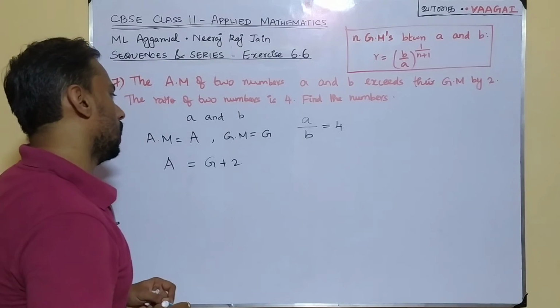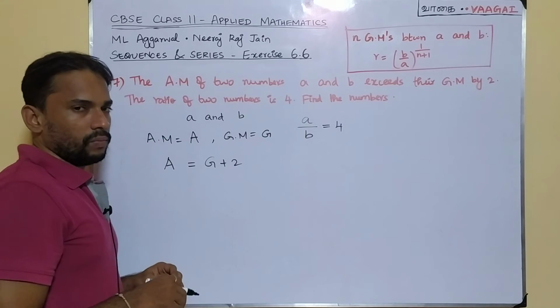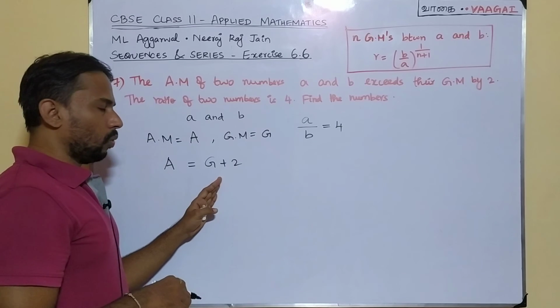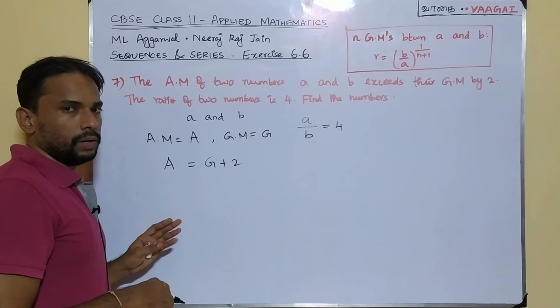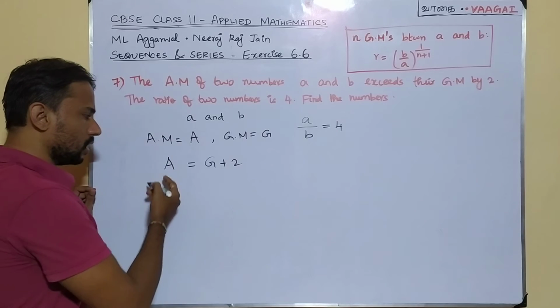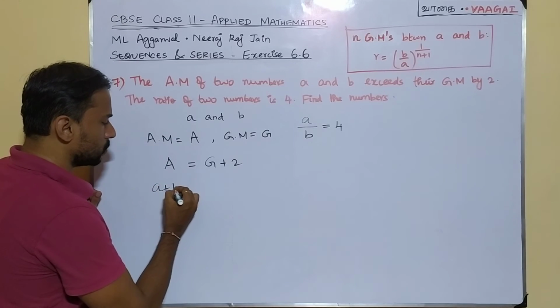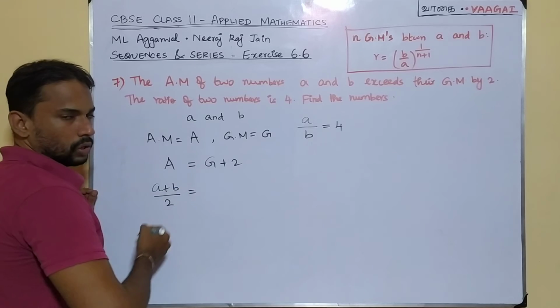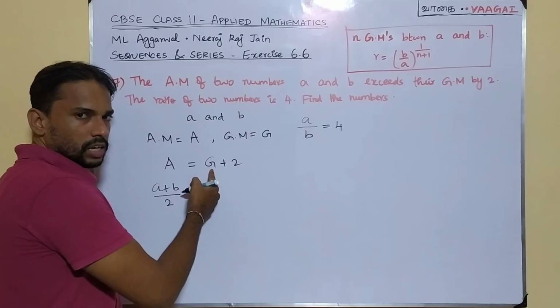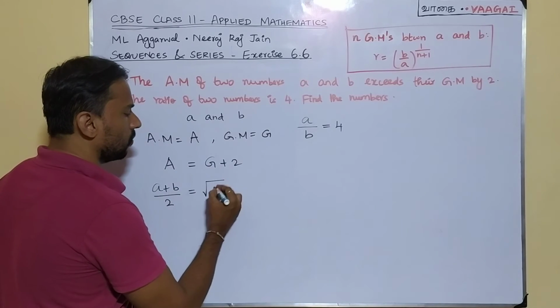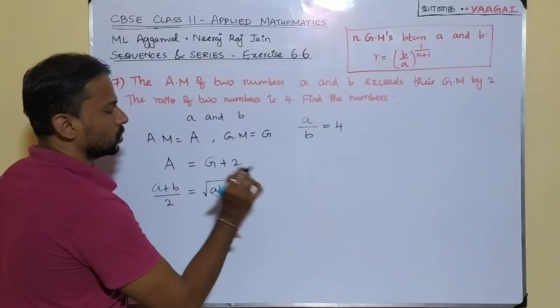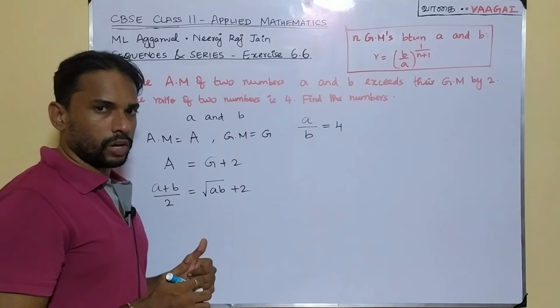Coming back here, we know what is A and what is G. A is the single arithmetic mean of A and B. We can write this as (A plus B) divided by 2. This is equal to, coming to the right hand side, G, which stands for the root of AB, plus 2. This is what we have.